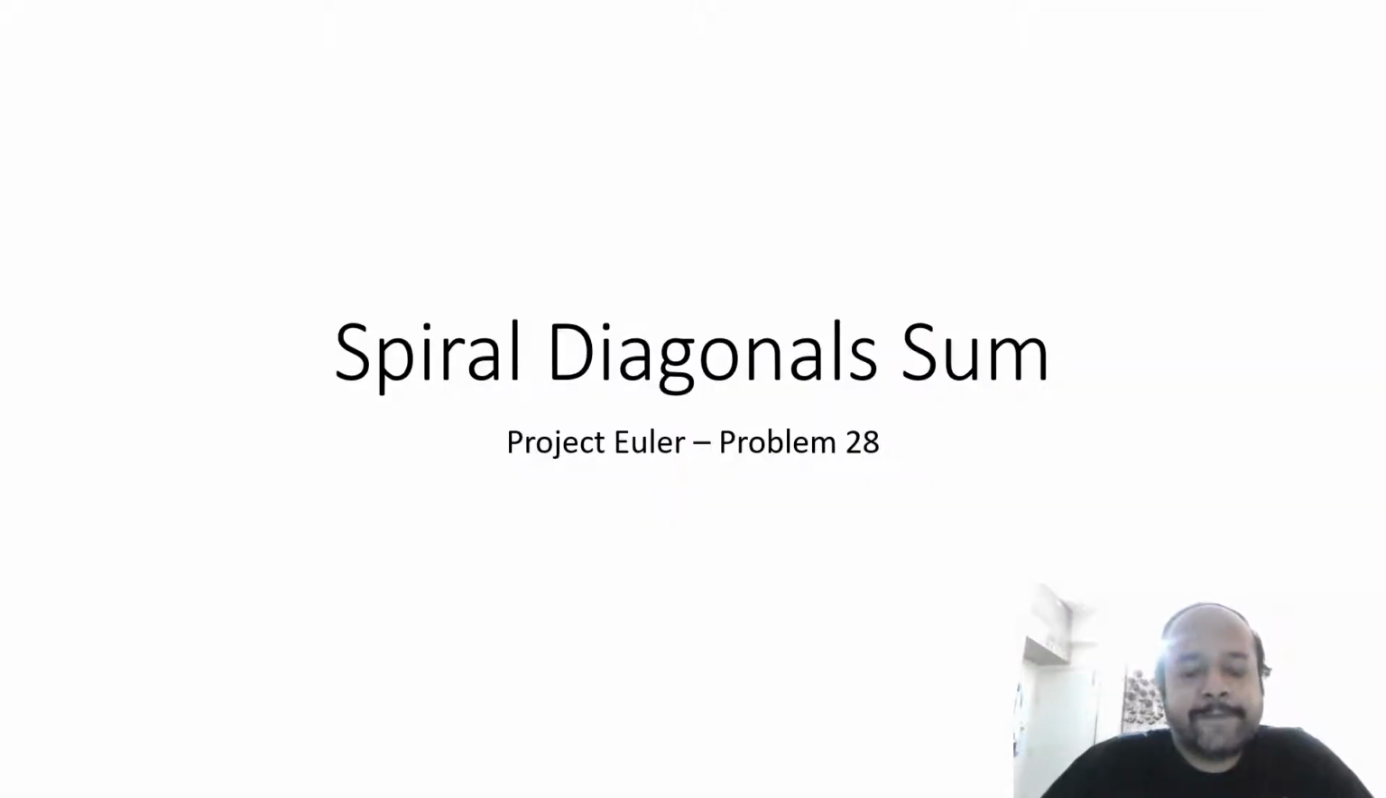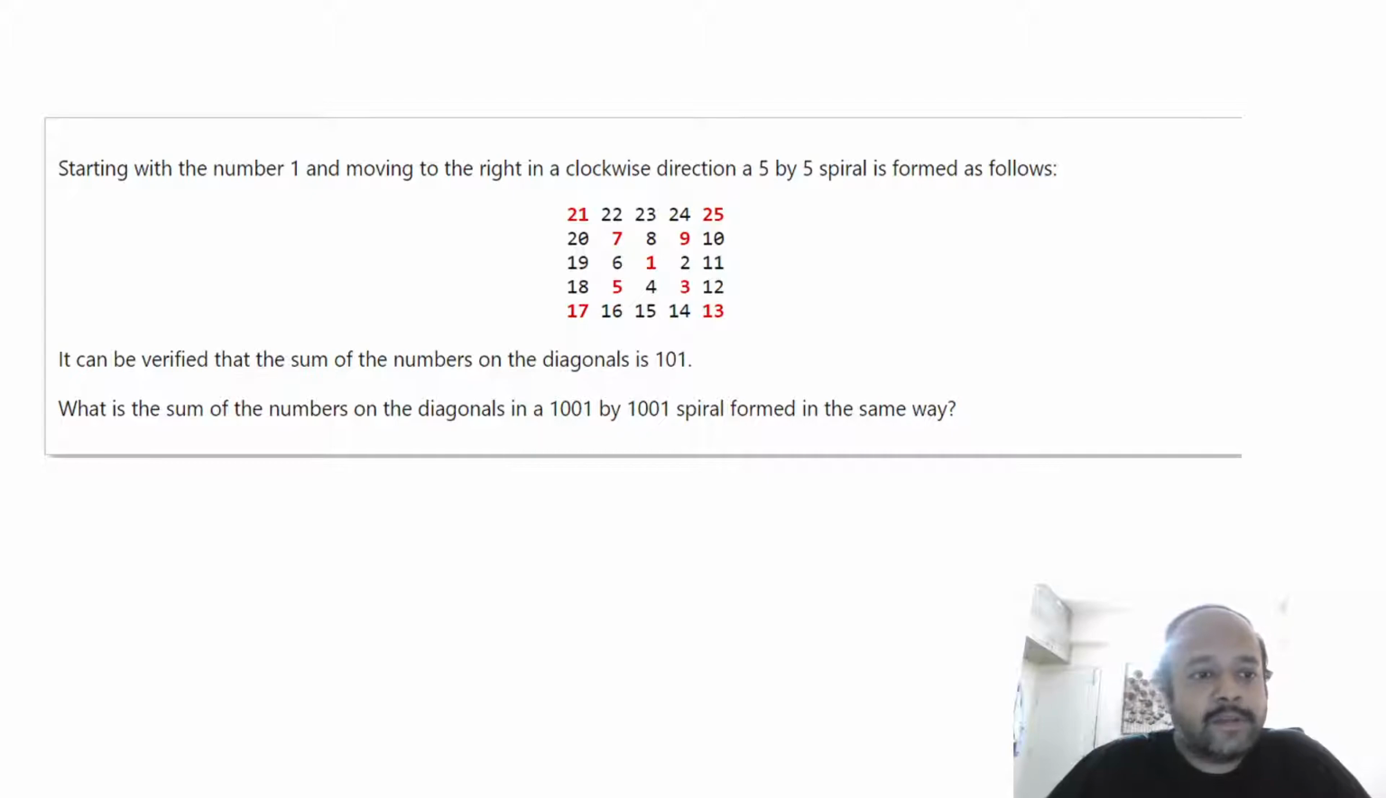Good evening, friend. Today, let's see a problem, which is problem number 28, spiral diagonal sum, in Project Euler. So, what does the problem tell? Starting with number 1 and moving to the right in a clockwise direction, a 5 by 5 spiral is formed as follows. Let's take a look at the picture below.